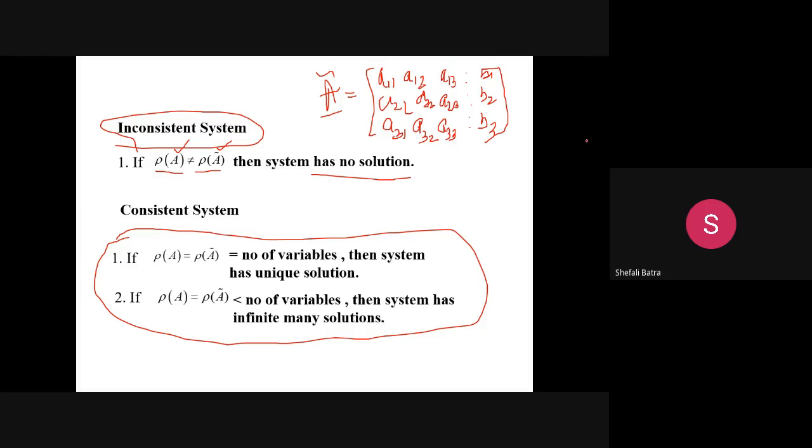After that, for finding the rank, you will convert the given matrix into row echelon form. After converting into row echelon form, you will count the number of non-zero rows. Right? So let us say you made this 0 as well as this 0 and as well as this 0.